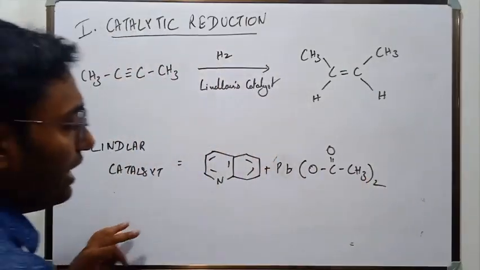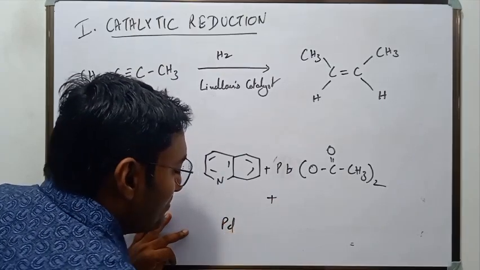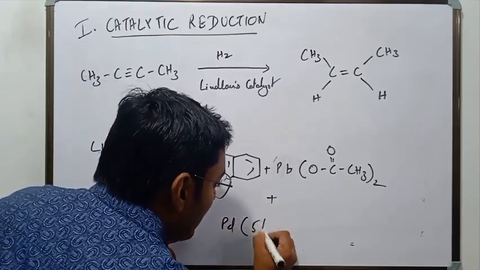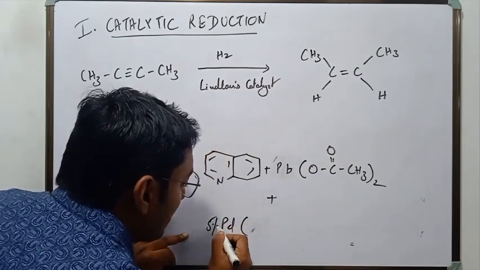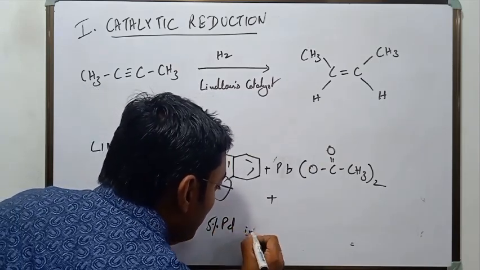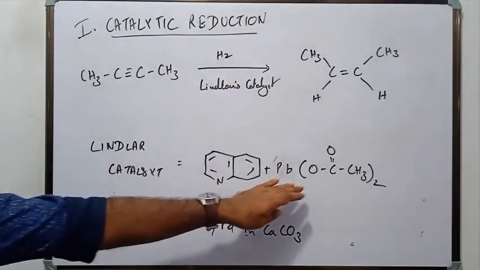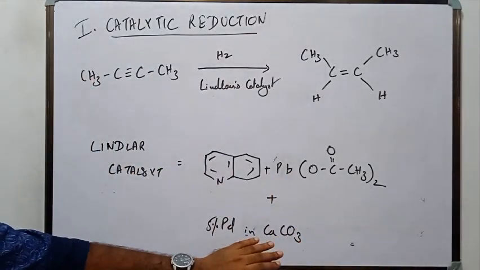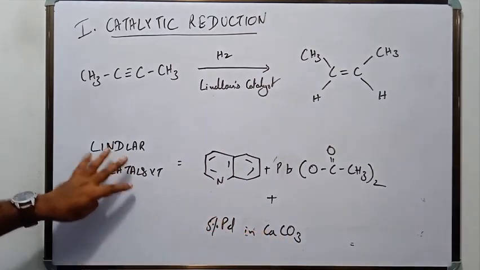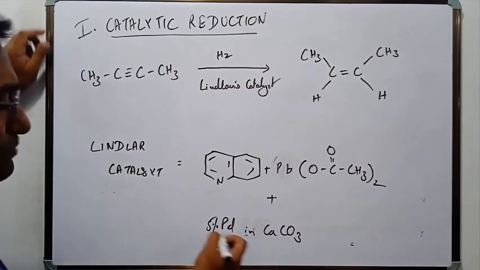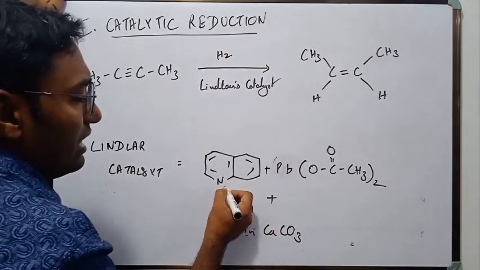Okay, and you need the metal palladium in 5% calcium, 5% palladium in calcium carbonate for dissolving palladium. Okay, for dissolving this you need lead acetate, and for dissolving palladium you need calcium carbonate. So that is the Lindlar's catalyst. So it is basically palladium that has been poisoned by quinoline.